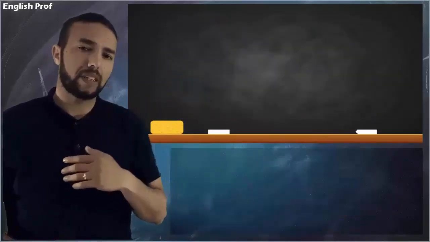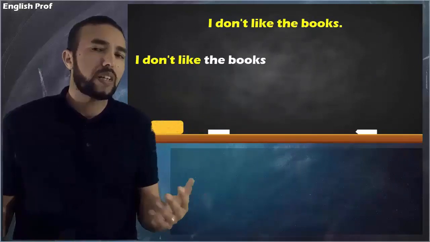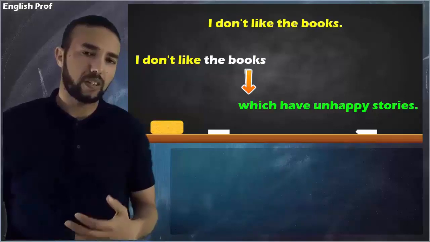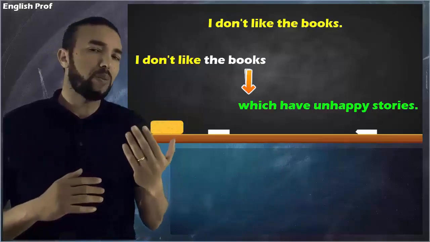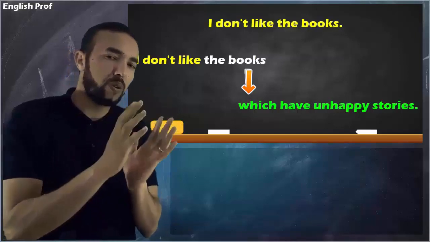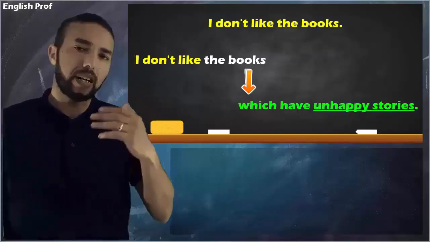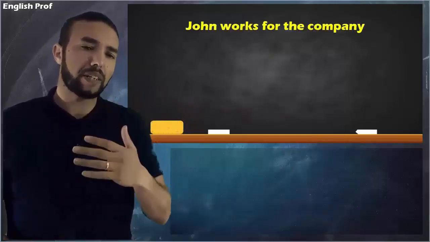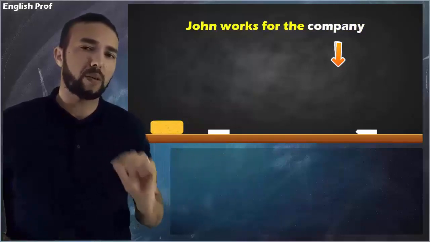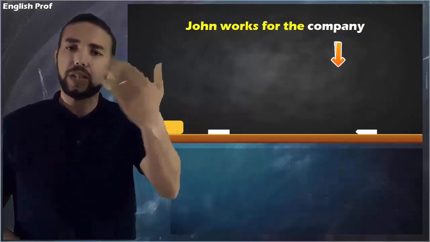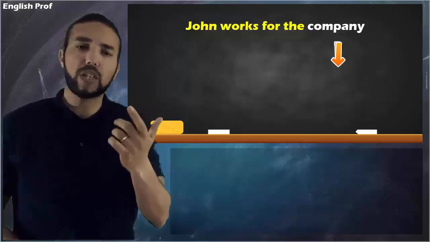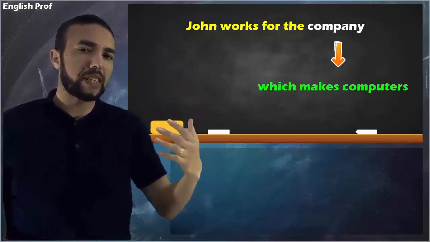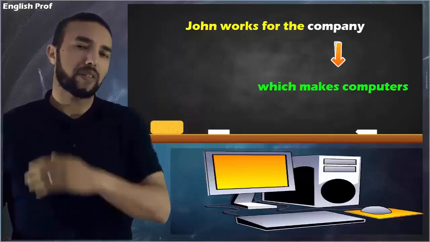Another example: I don't like the books. Which books? I don't like the books which have unhappy stories. Now it's clear. It's not just I don't like the books, but I don't like the books which have unhappy stories. Another example is with which: John works for the company. Which company? You have to give us information so that we, as listeners, could know which company. So John works for the company which makes computers.